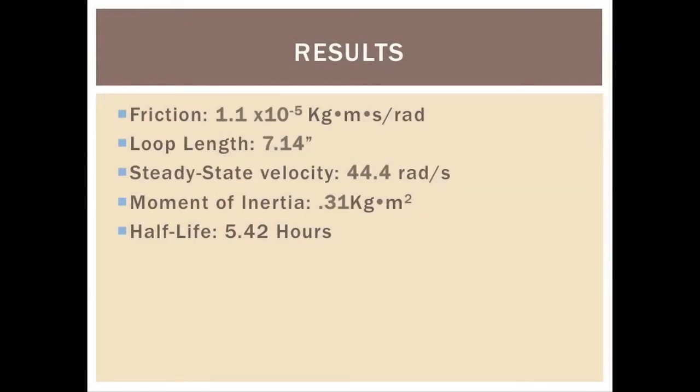Again, we were able to calculate even more theoretical results. We were able to find the friction to be around 1.1 times 10 to the negative 5 kilogram newton seconds per radian. Our loop length was 7.14 inches. Our final steady state velocity was around 44.4 radians per second. Our moment of inertia we found to be 0.31 kilograms per meter squared. And finally, the half-life of our flywheel was 5.42 hours.